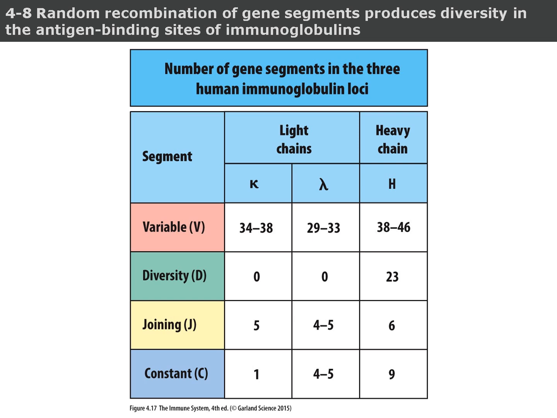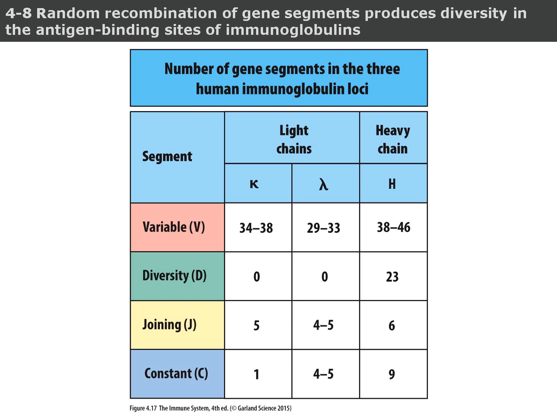The joining gene segments link the variable and diversity regions and contribute further to antigen-binding site diversity. The kappa light chain contains 5 joining segments. The lambda light chain contains 4 to 5, and the heavy chain contains 6. The constant gene segments determine the class or isotype of the immunoglobulin molecule. The kappa light chain locus includes 1 constant segment, the lambda light chain includes 4 to 5, and the heavy chain locus includes 9 constant segments corresponding to different immunoglobulin classes such as immunoglobulin M, immunoglobulin G, and immunoglobulin A.